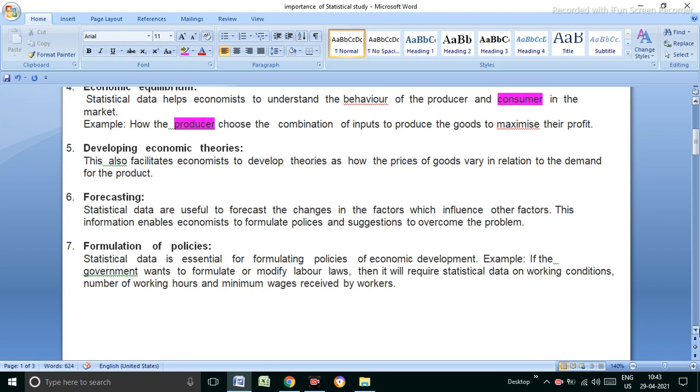This information enables economists to formulate policy and suggestions to overcome problems. You know, in the winter season and in the summer season, which type of things the demand will increase for. In the present time, they want to be aware, they want to face and overcome the problem which will come in the future.